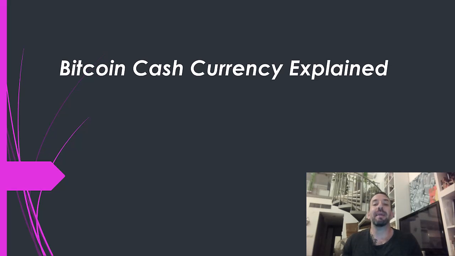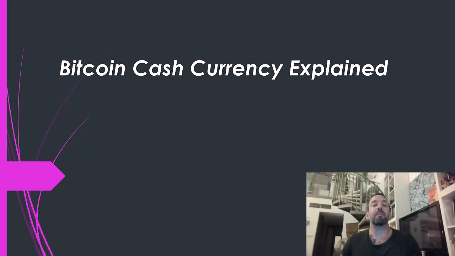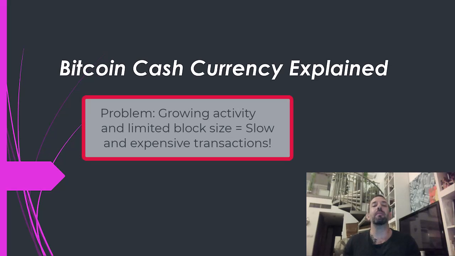Now, in order to explain this, I want to remind you that the blockchain is an open ledger that includes every transaction in the history of the particular cryptocurrency. And this is what happened with Bitcoin since 2009. However, at some point, the growing popularity and the amount of transactions in the Bitcoin currency, in addition to the limited size of each block, caused a slowdown and an increase in cost for each transaction.